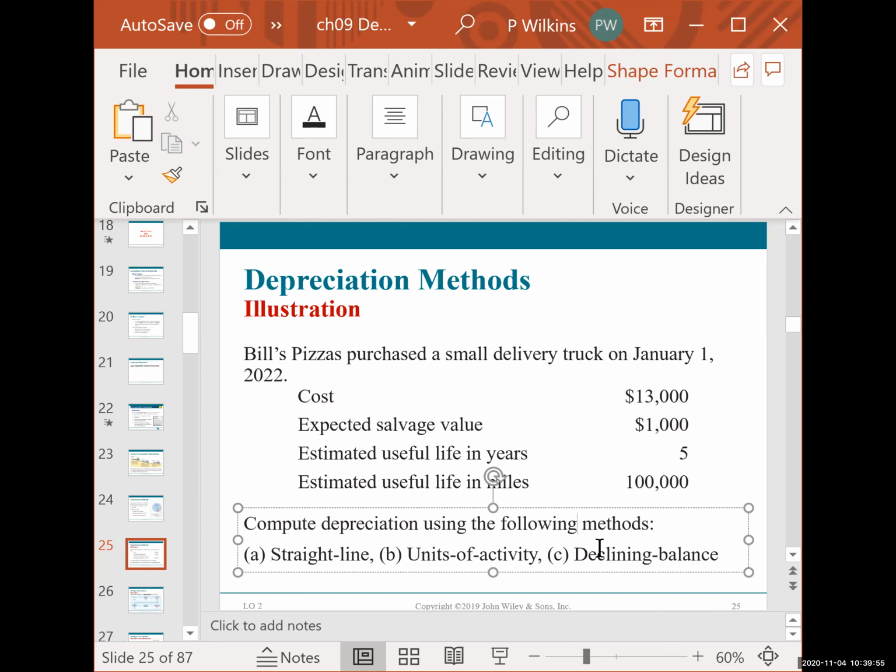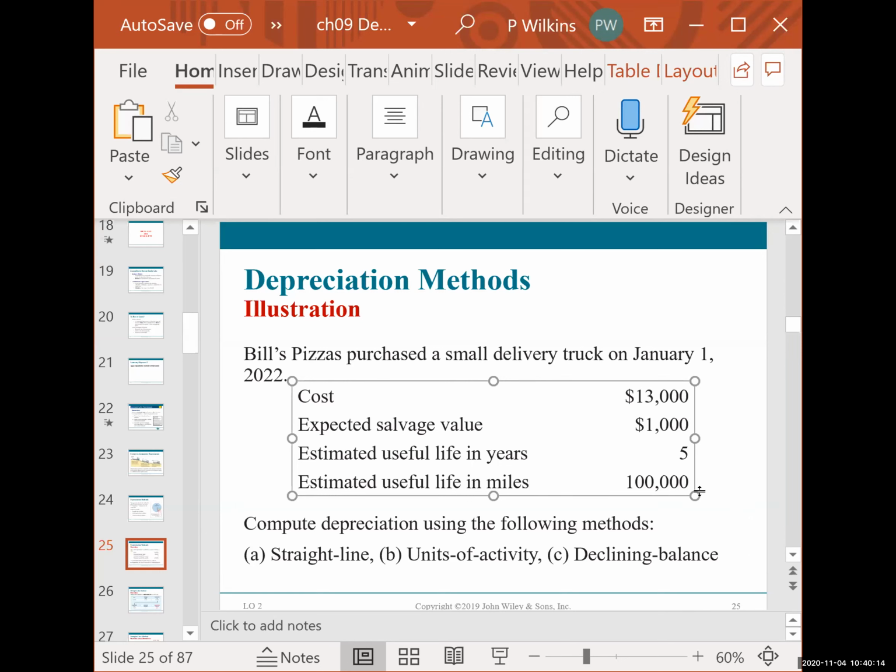And this is in our book. So Bill's Pizza purchased a small delivery truck on January 1st, 2020. The cost was $13,000. The expected salvage value was $1,000. The estimated useful life in years is 5 years. The estimated useful life in miles is 100,000 miles. So they want us to compute depreciation using the following methods: straight line, units of activity, and declining balance. Now remember, you are only going to have to do problems with straight line. I'm showing you units of activity and declining balance so you're aware of what they are and how they're done, but you're only going to have to do straight line.